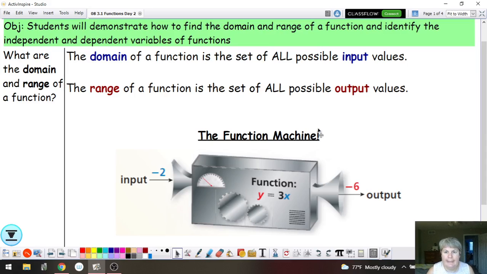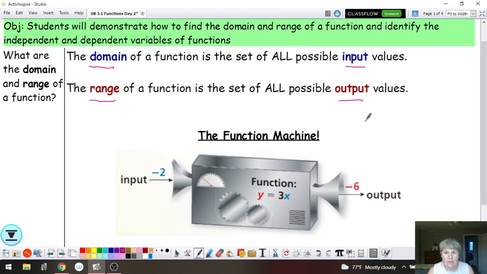Hello, it's Mrs. Scarple again, and in our previous video we talked about what makes a function: for a function, every input value is paired with exactly one output value. Now when it comes to functions, the set of all input values is defined as being the domain. So domain goes with input values. The range of a function is the set of all possible output values. So range goes with output.